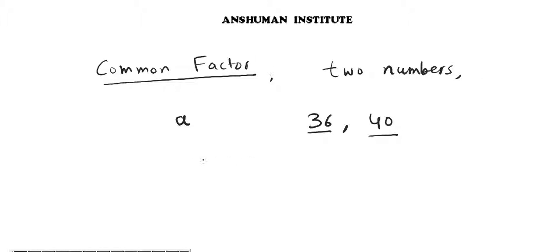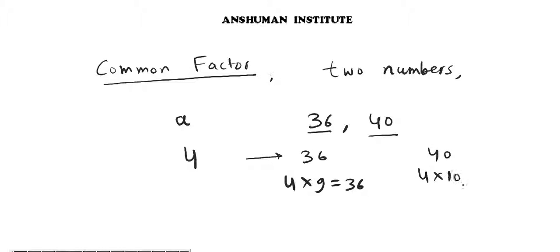So we can say 4 divides 36 and leaves no remainder, which is 4 into 9 is equal to 36. And 4 also divides 40, which is 4 into 10, 40. So a number which divides two or more numbers exactly is called a common factor. So for these two numbers 36 and 40, 4 is a common factor.